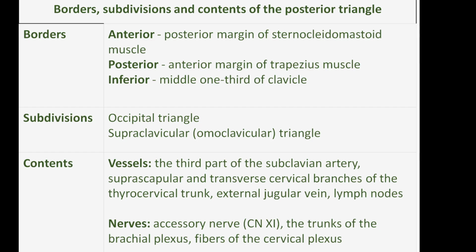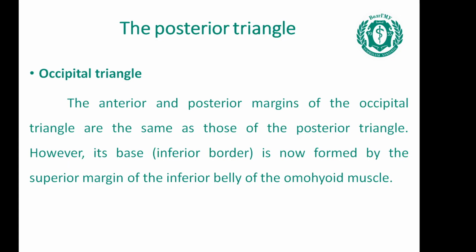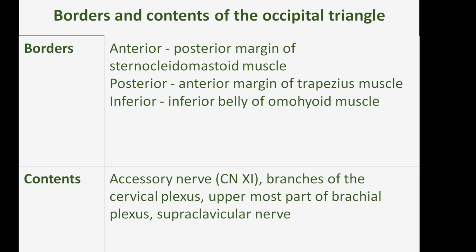Borders, subdivisions, and contents of the posterior triangle. Occipital triangle. The anterior and posterior margins of the occipital triangle are the same as those of the posterior triangle. However, its base, inferior border, is now formed by the superior margin of the inferior belly of the omohyoid muscle. Here you can see borders and contents of the occipital triangle.